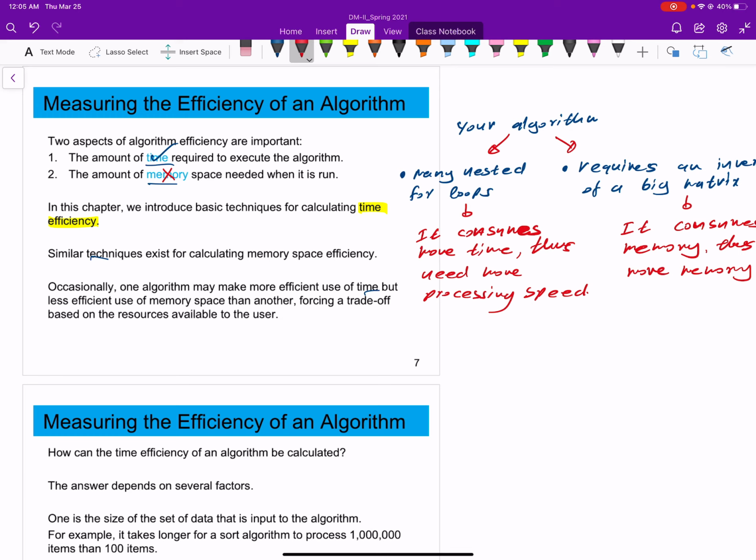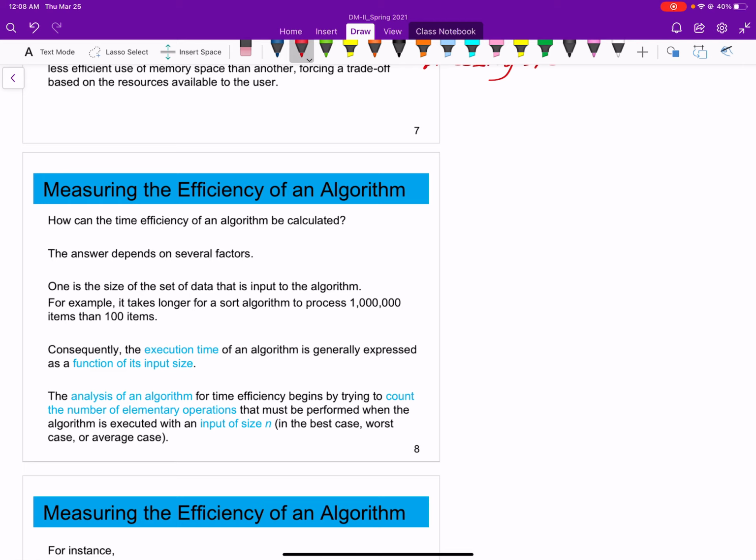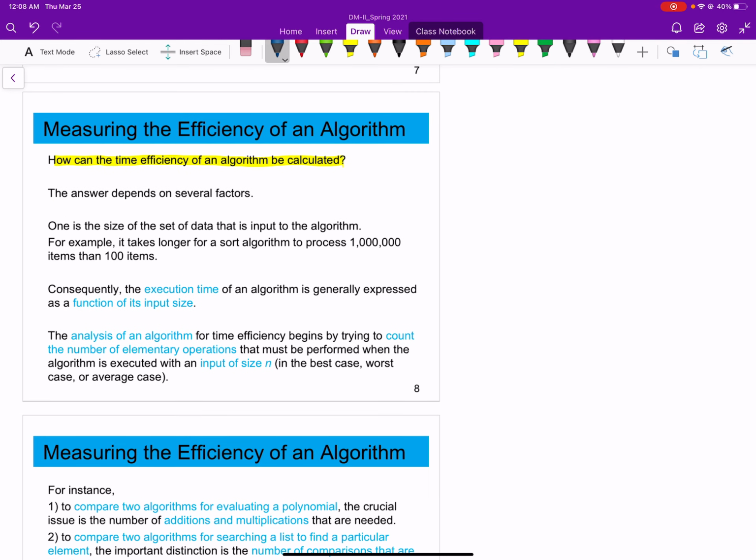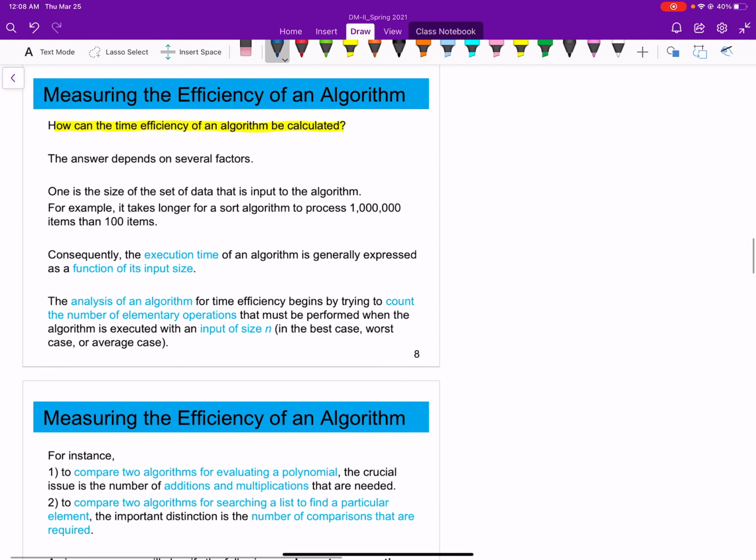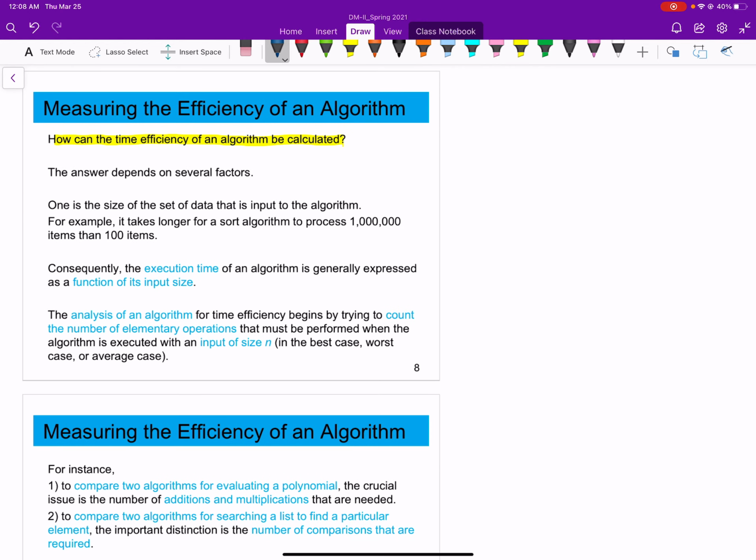Let's go to the next slide. Here I have a question. How can the efficiency of an algorithm be calculated? This is the question everybody has, and that's what we're going to learn in this section. We will find the answer to that question gradually. All these slides will explain how to find the answer. Let's go step by step.